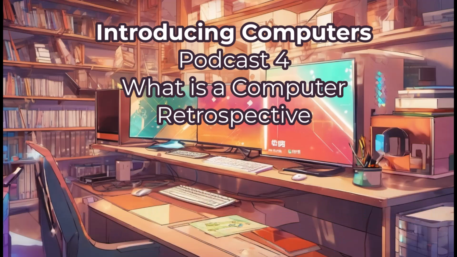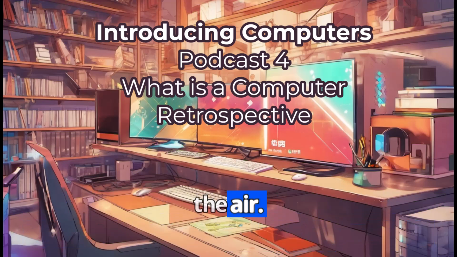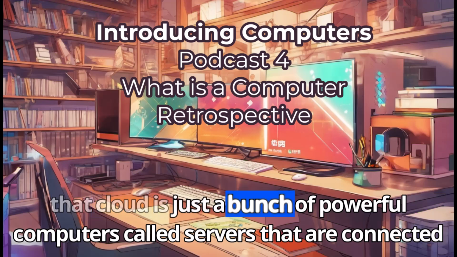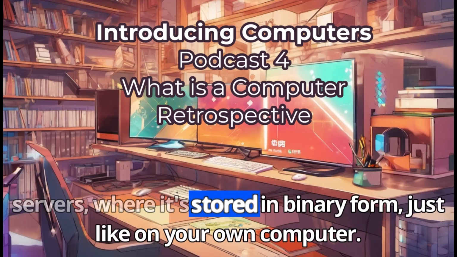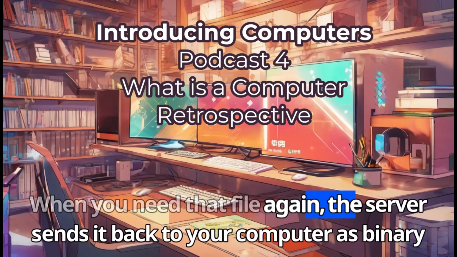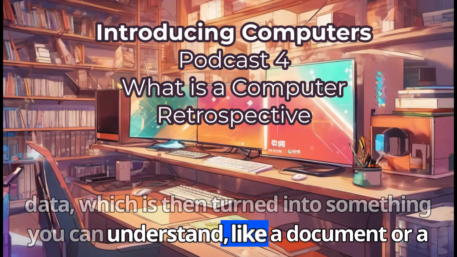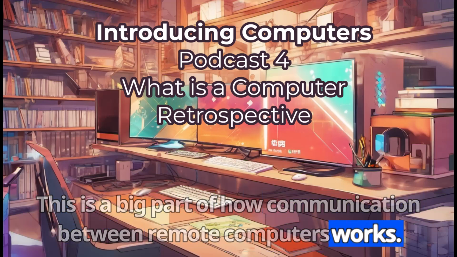For example, when you save a file to the cloud, that file isn't just floating around in the air, it's actually stored on another computer somewhere far away. The cloud is just a bunch of powerful computers, called servers, that are connected to the internet. When you save a file on Google Drive or Dropbox, the data gets sent over the internet to these servers, where it's stored in binary form, just like on your own computer. When you need that file again, the server sends it back to your computer as binary data, which is then turned into something you can understand, like a document or a video. This is a big part of how communication between remote computers works.